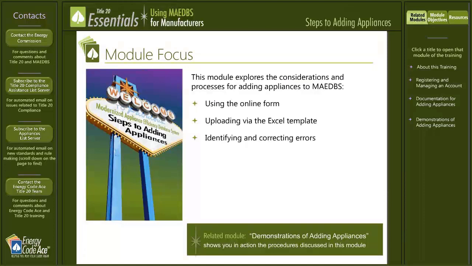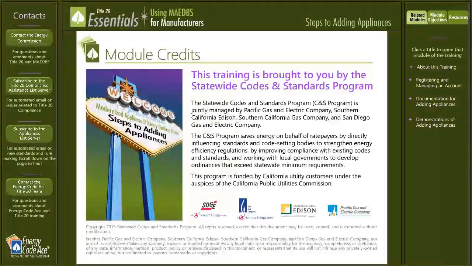The focus of this module is to explore the considerations and processes for adding appliances using MAE-DBS. We will cover using the online form to do a manual data submission. We'll also cover Excel upload, and we'll go over identifying and correcting errors in the submission process. After viewing this module, we recommend viewing a related module, Demonstrations of Adding Appliances. This module will show you in action the procedures discussed in this module.